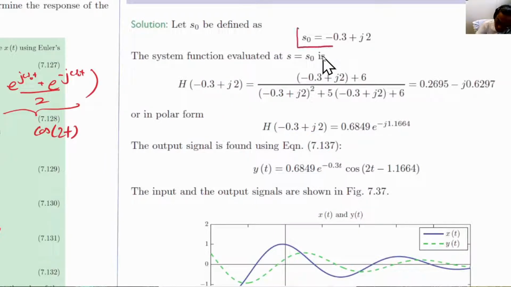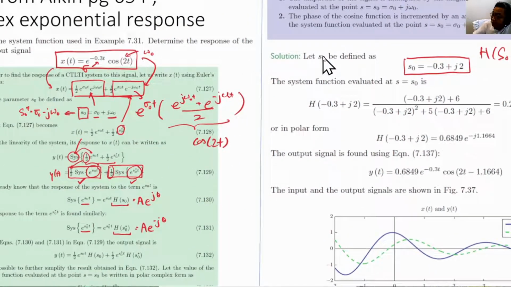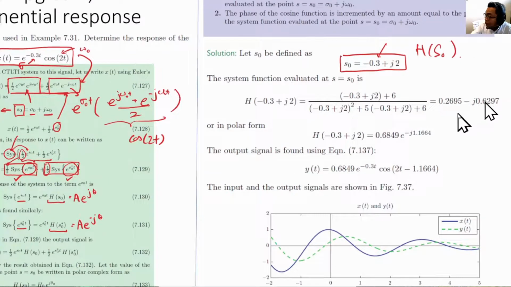Alright, let us find the gain H of s naught. What is s naught? s naught is minus 0.3 plus j2. So we see minus 0.3 here for sigma, and plus 2 for omega naught. We substitute this, which is sigma naught plus j omega naught, into the H of s. We'll get this value in rectangular form, and we'll convert it into the polar notation. So again, this is A angle theta, where this is A, the magnitude, and theta is the phase.